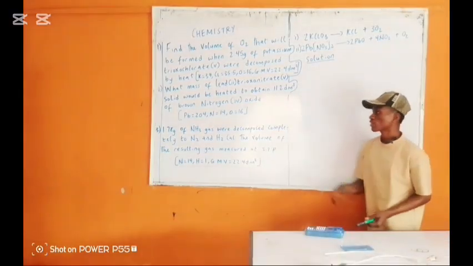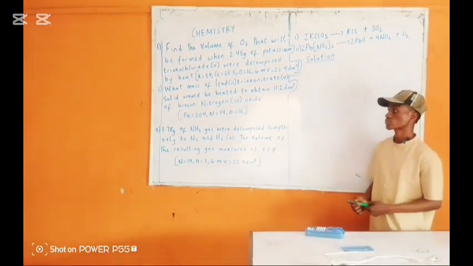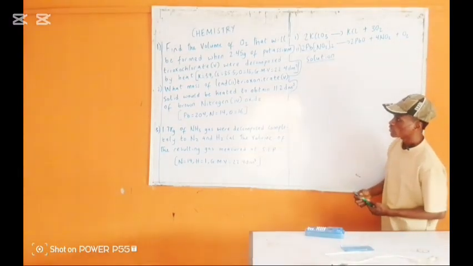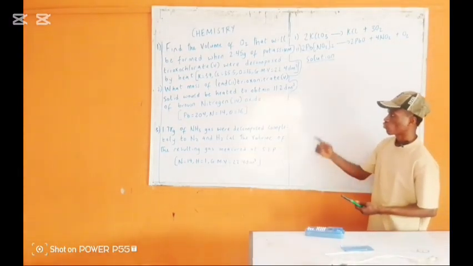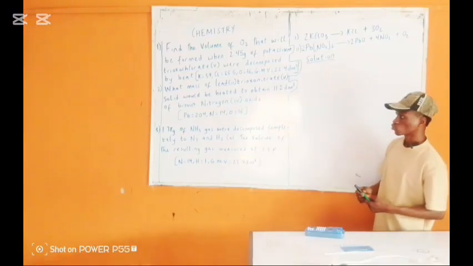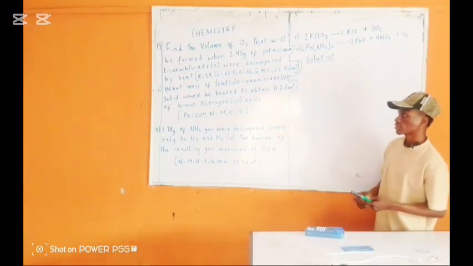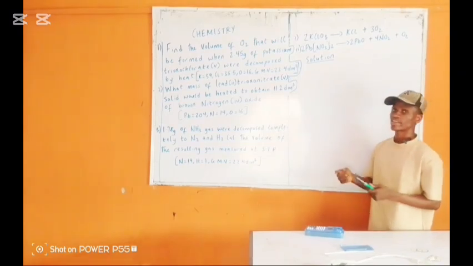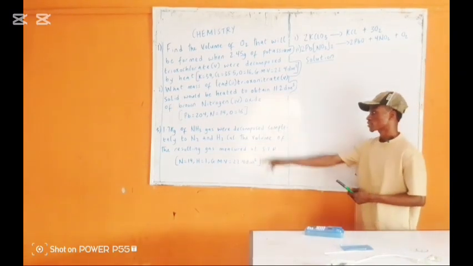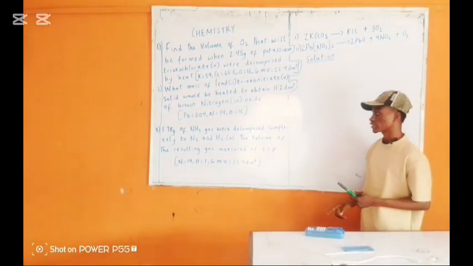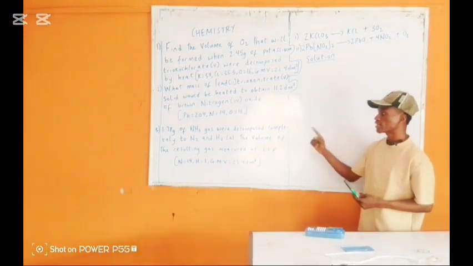Now, number 3 says that 1.78 gram of ammonia gas were decomposed completely to N2, which is nitrogen gas, and H2, which is hydrogen gas. Calculate the volume of the resulting gas measured at STP.